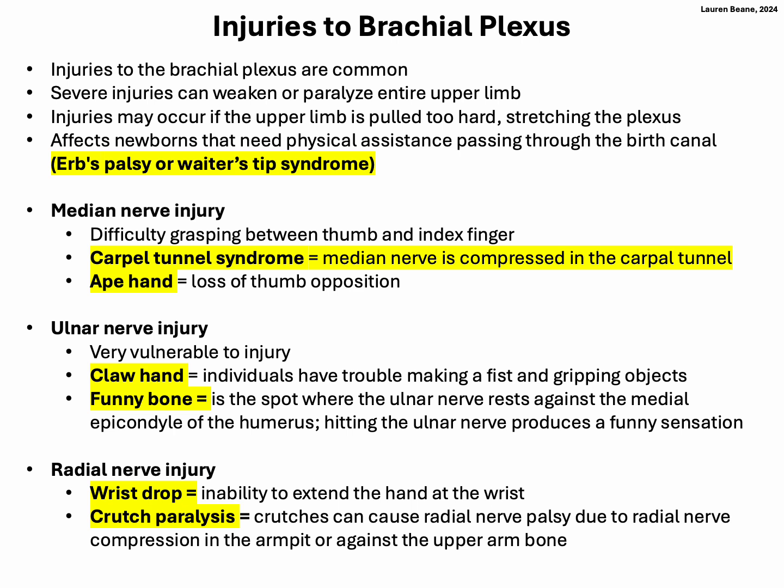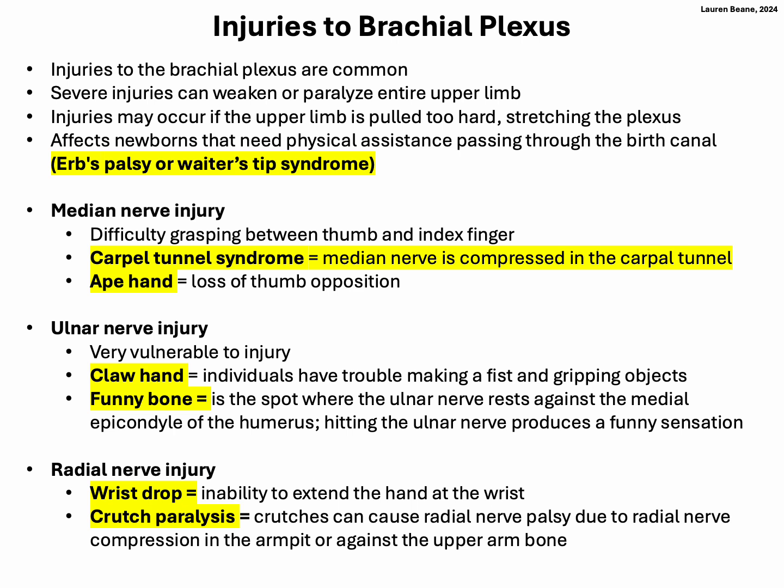Syndromes or conditions associated with median nerve injury are going to lead to a difficulty grasping between the thumb and index finger because the nerve is innervating the muscles associated with that. So, carpal tunnel syndrome is when there's compression of the median nerve as it travels through the carpal tunnel at the anterior carpal region or the wrist. Ape hand is another one that's due to a loss of thumb opposition. It causes the hand to be displayed in more of an ape-like, gorilla-like manner.